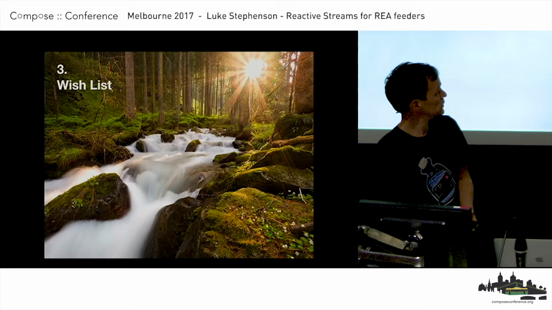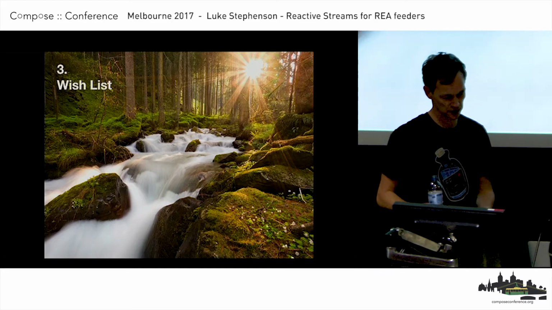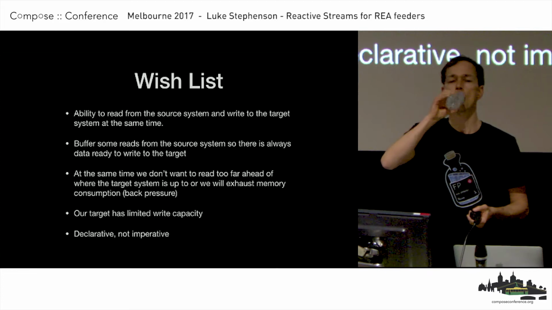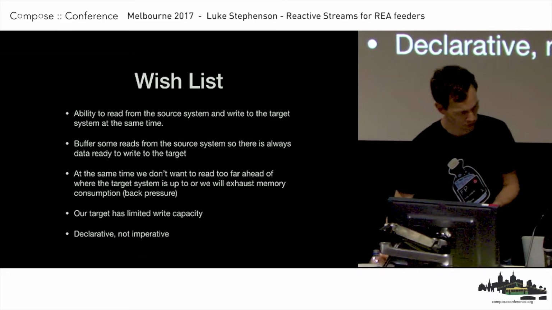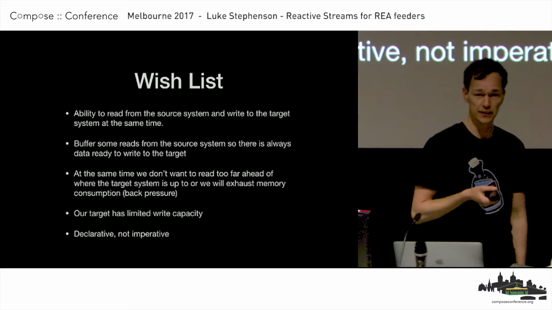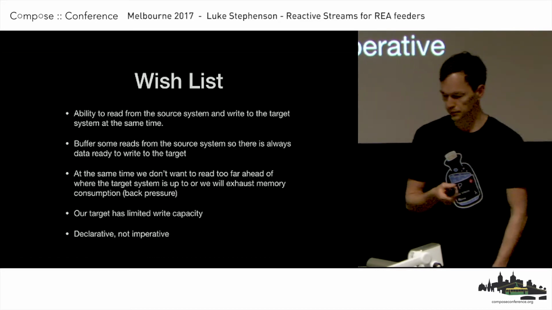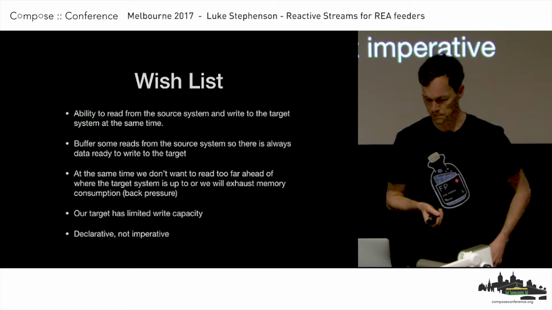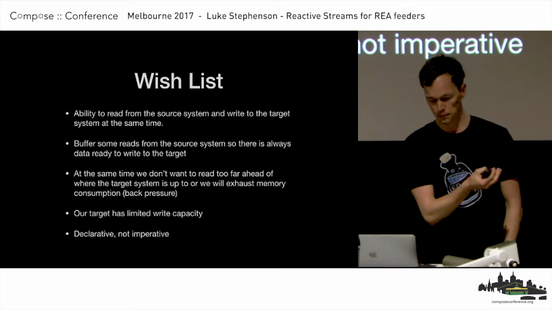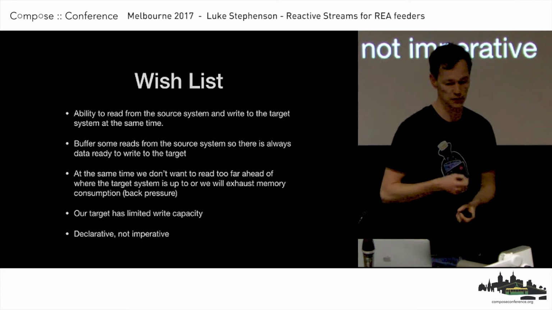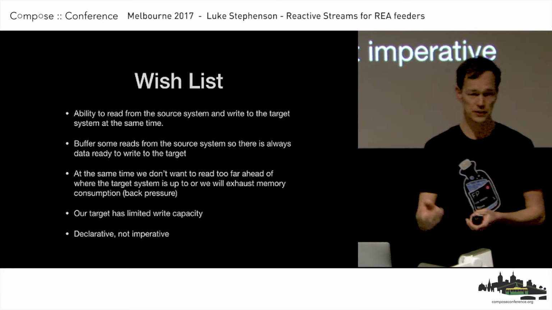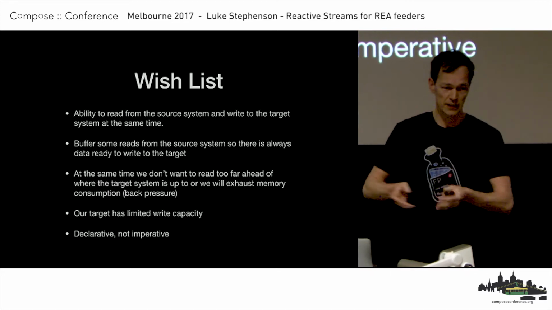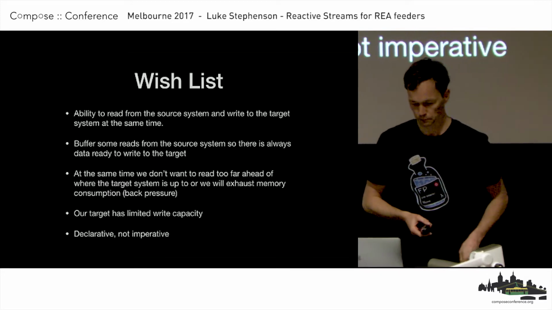So now that I've outlined the problem, I've kind of given a short overview of the legacy. What do we want going forward? We want to be able to read from our source system and write to our target system at the same time. There's no reason that we can't do those together. And we want to be able to buffer some reads from our source system so that as soon as we've finished writing to DynamoDB, there's another batch ready to go straight away. We don't want to write and then have a delay while we go get the next batch.